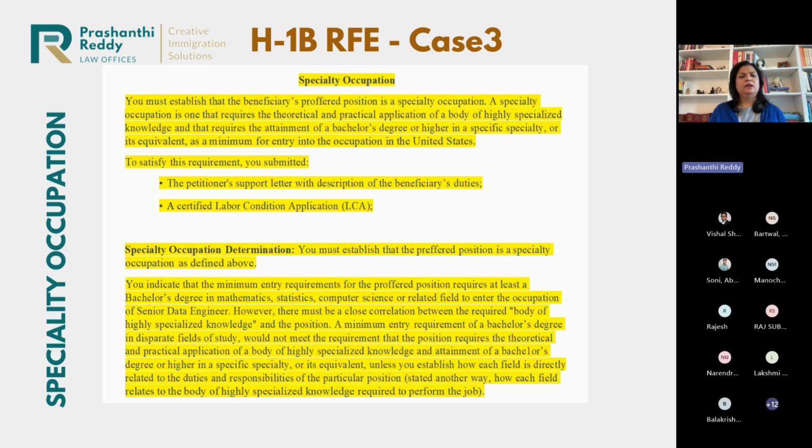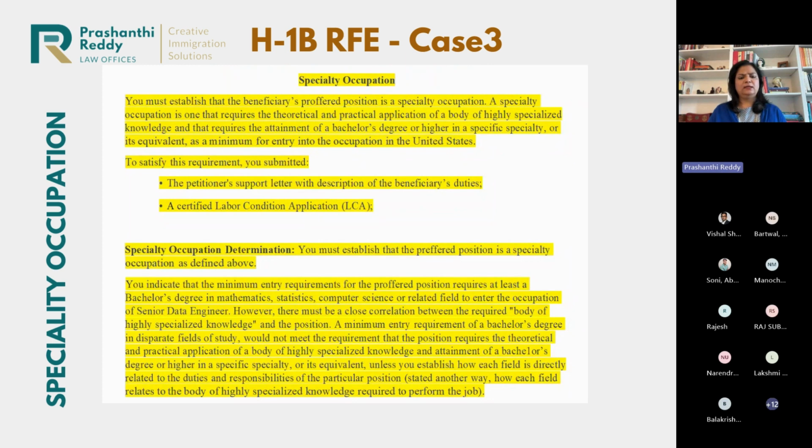They're saying in the RFE that they're talking about what a specialty occupation is. You must establish that the beneficiary's proffered position is a specialty occupation. An occupation is one that requires a theoretical and practical application of a body of highly specialized knowledge and that requires attainment of a bachelor's degree or higher in a specific specialty or its equivalent. They're saying that we submitted a petitioner letter, we submitted an LCA, but that's not sufficient to show that the position is a specialty occupation.